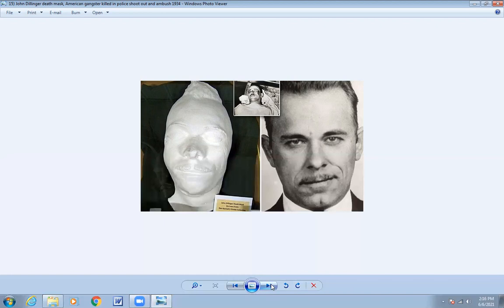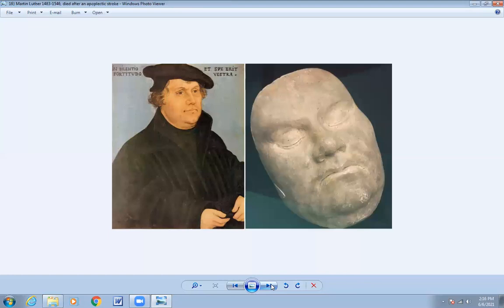So we're going to go through a couple different death masks, and the oldest one I could find record of is this next one. Born in 1483, died in 1546 from an apoplectic stroke, the religious leader Martin Luther. So 1546 is the oldest plaster death cast that I can get confirmed.